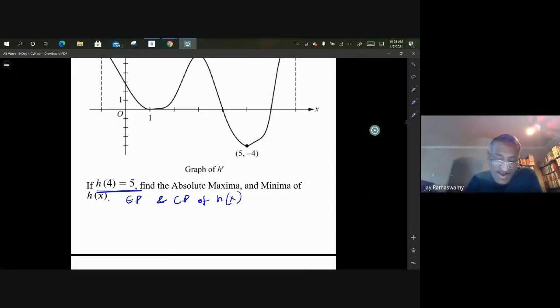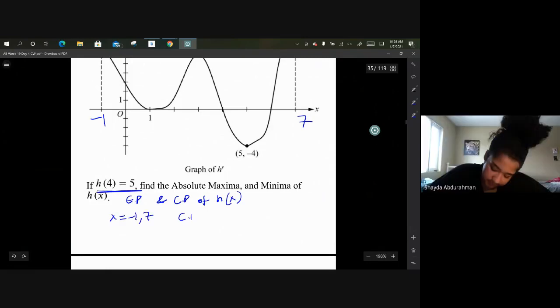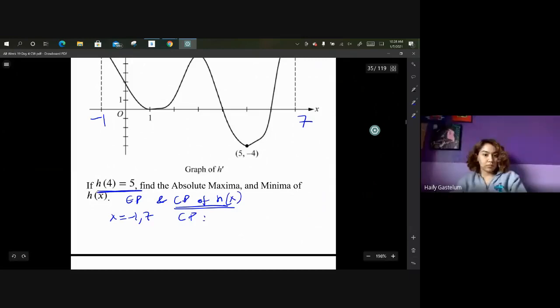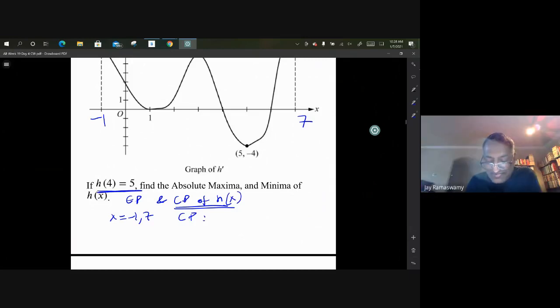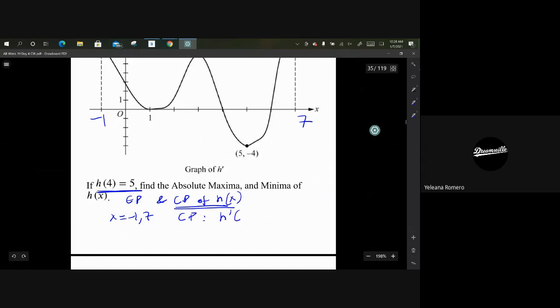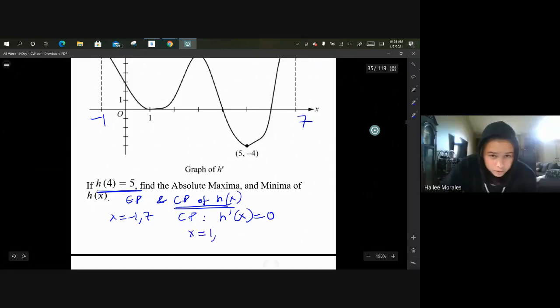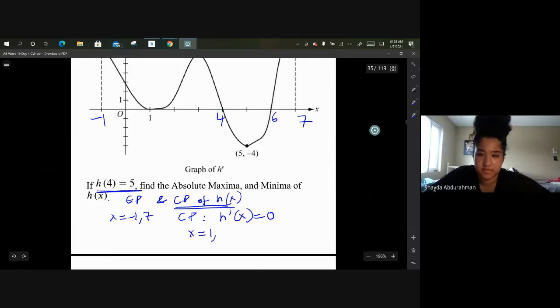So endpoints are... oh, by the way, it was -1 to 7. So the endpoints are -1 and 7. Once again, time concept from first semester: how do we find the critical point of any function? Its slope, h dash of x, is equal to 0. This is h dash. So what are your roots? 1, 4, and 6.